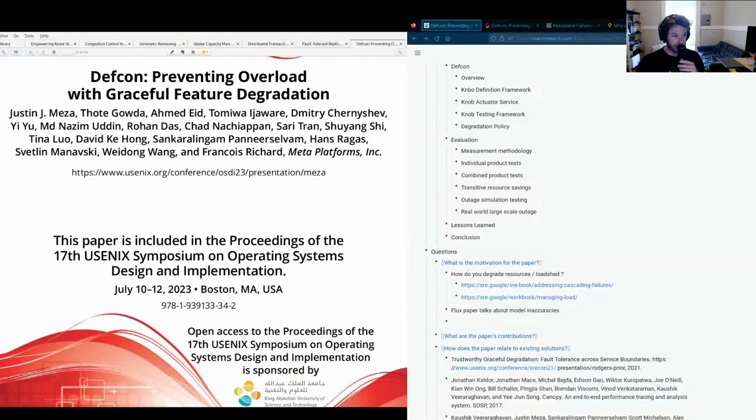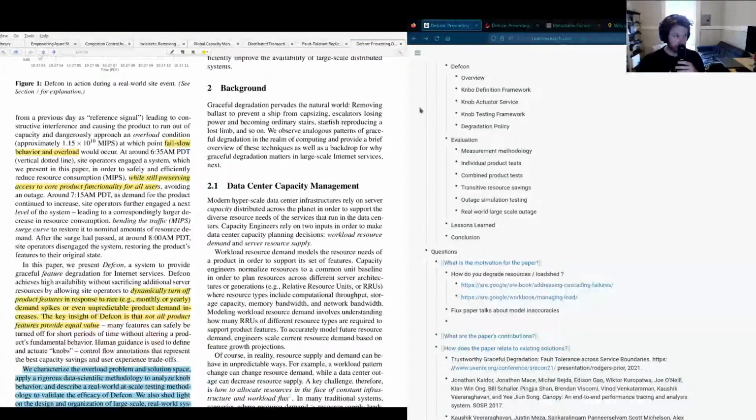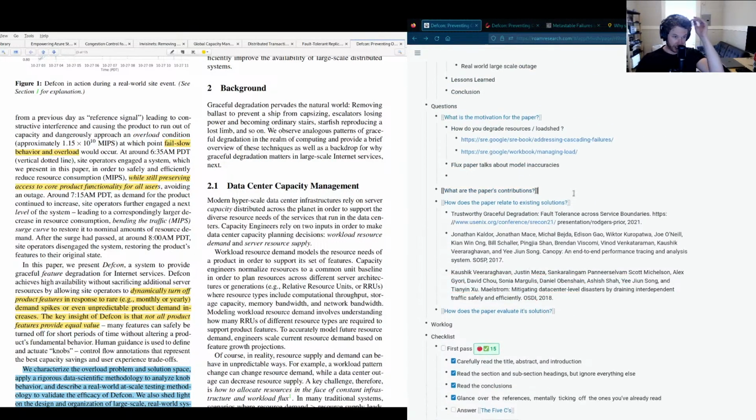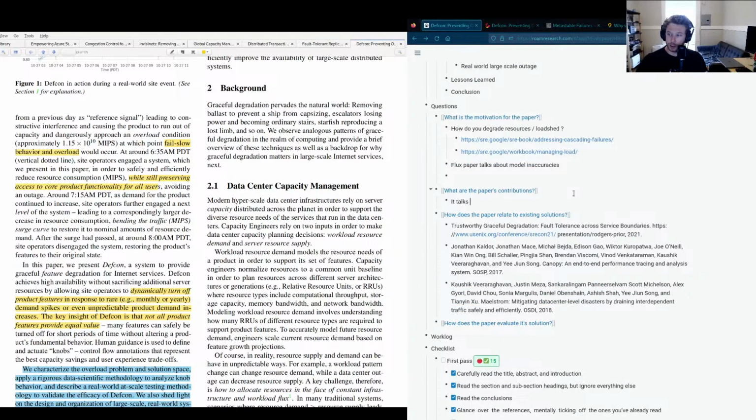Okay, so let's read the rest of the paper now. Carefully read the title, the abstract, introduction. Yep. I answered the 5 C's, I think. The paper's contribution is that it talks about a framework for implementing, rather, feature degradation at scale. And with some production learnings.